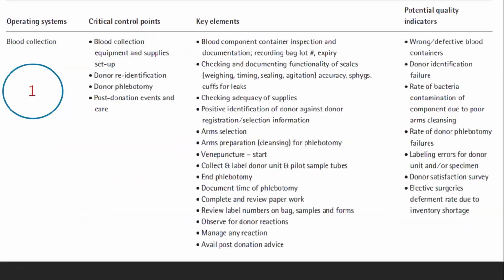The first one is blood collection. So under blood collection, we have 4 critical control points: the blood collection equipment, donor identification, the donor phlebotomy, and the post-donation events. Following that, the critical control points, we have key elements, and related to those key elements, potential quality indicators are very well defined.